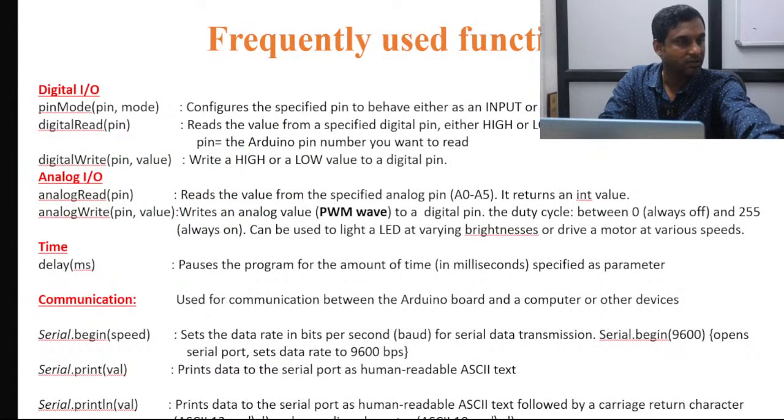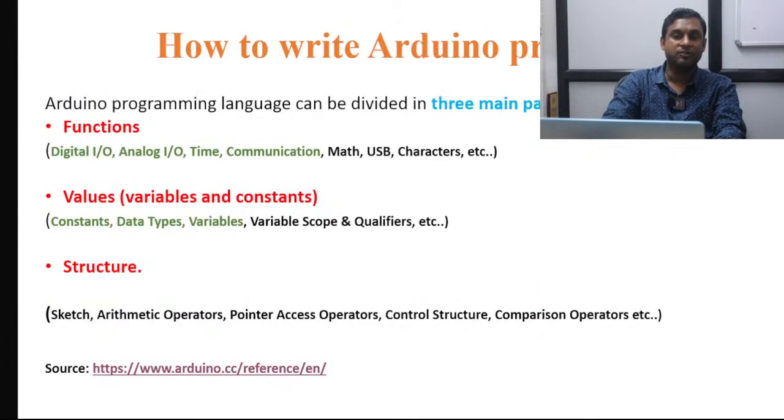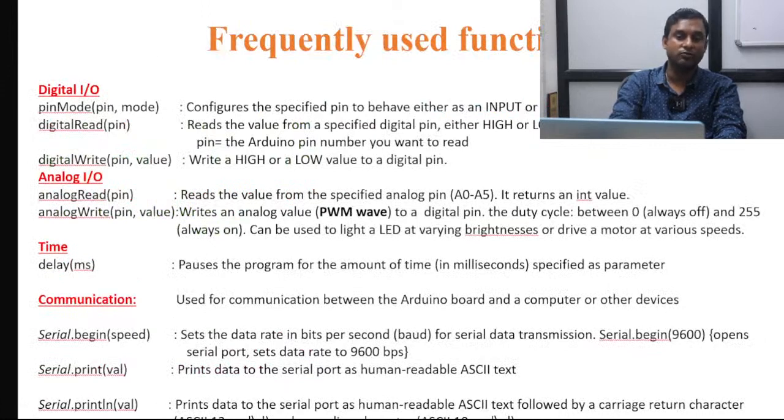Can be full screen. When you go to the functions, we will see the frequently used functions. In digital input and output, the first one we have to decide is pinMode, pin comma mode. First, we have to decide which pin we will take, and whether this pin will be used as an input pin or output pin. If I write pinMode with pin number 3 and mode OUTPUT, then I can use pin number 3 as the output pin.